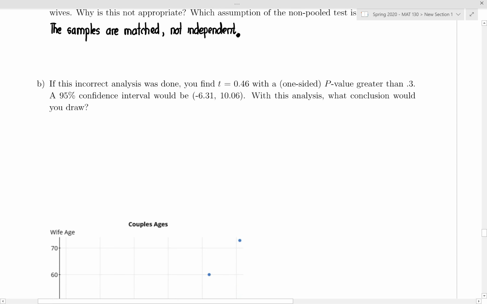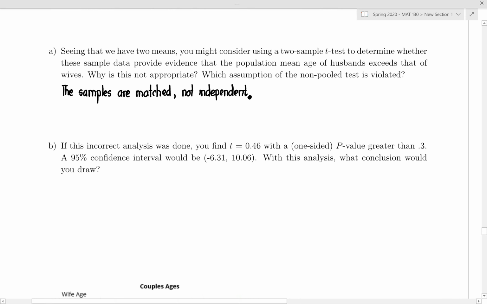But let's say before we even answered that question, we went ahead and did the analysis and found that the one-sided p-value, the p-value for our alternative hypothesis that husbands' age exceeds that of wives, had a t-statistic of 0.46, and the p-value was larger than 0.3.